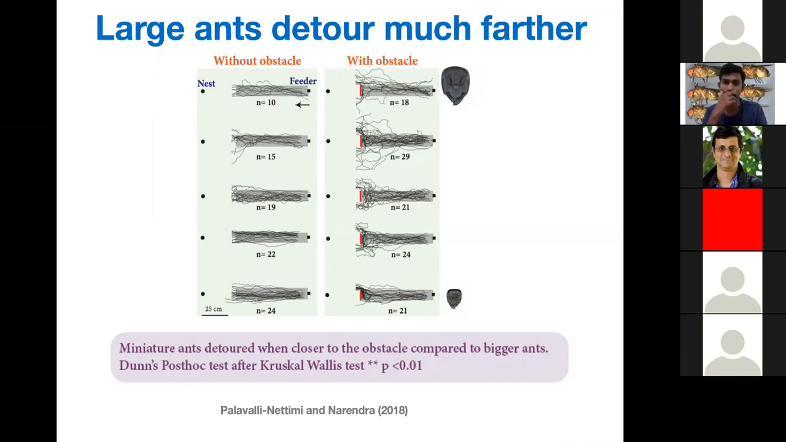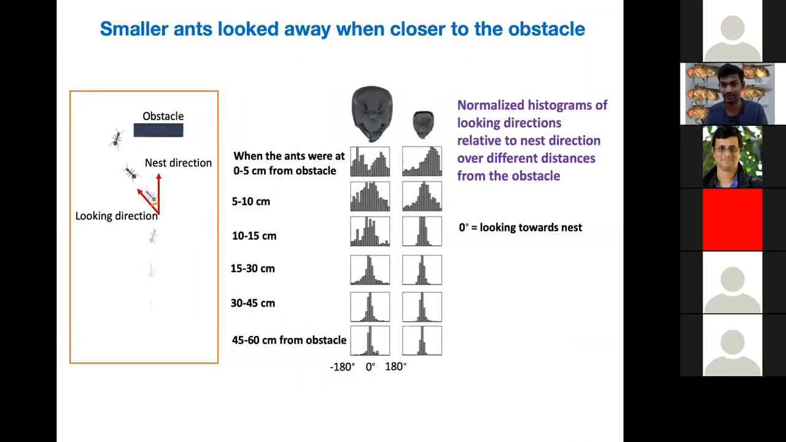Sure. But yeah, so in addition to this particular measure, we also have other measures. I've included one of them from the paper, which is to quantify where they're looking as they're walking towards the obstacle or towards the nest. So we quantified this angle between the nest direction and the direction in which they're looking. And we plotted histograms of these angles at different distance intervals from the obstacles. Here I've only shown two species, one of the largest ones and the smallest ones. And 0 degrees here means looking towards the nest.